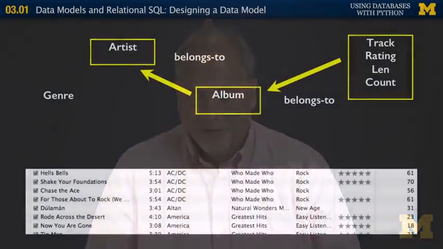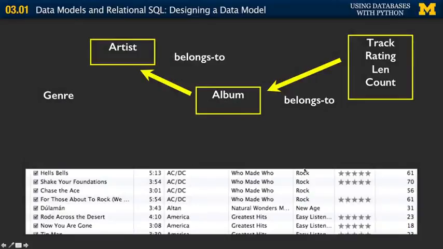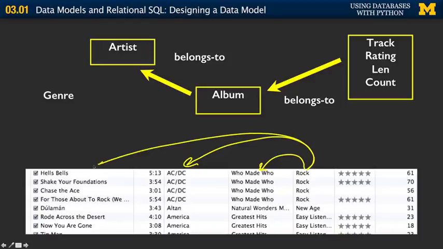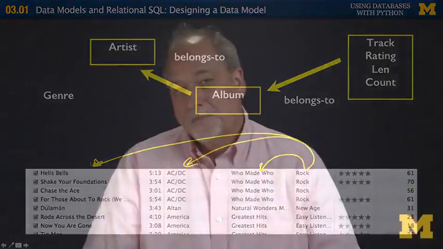And the question is, where does genre belong? What does genre connect to? Does genre connect to an album? Does genre connect to an artist? Or does genre connect to a track? Now you may want to go to your iTunes and go to a track and change its genre. Change it to easy listening.